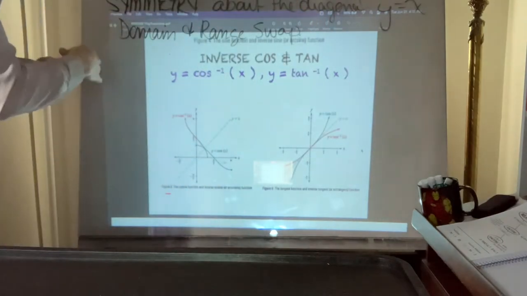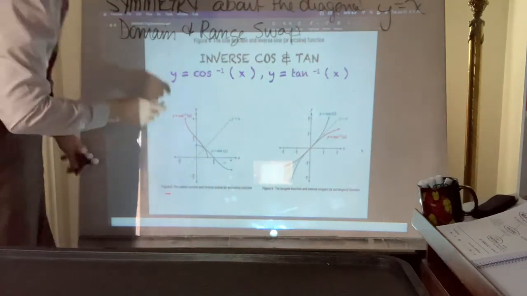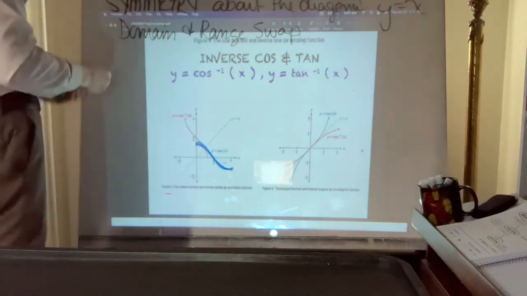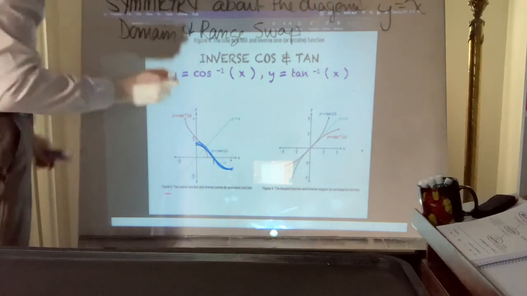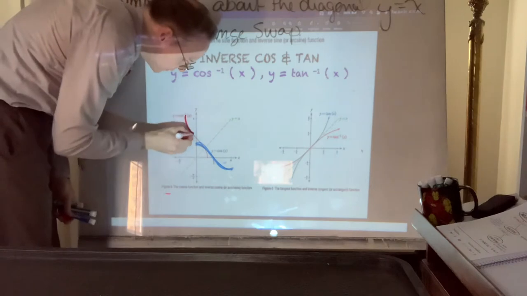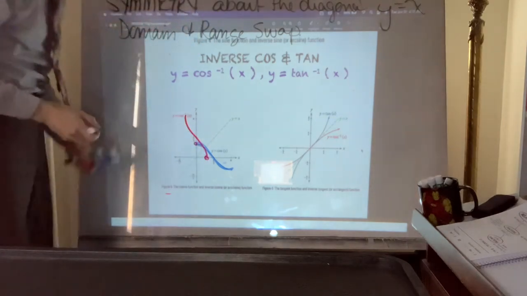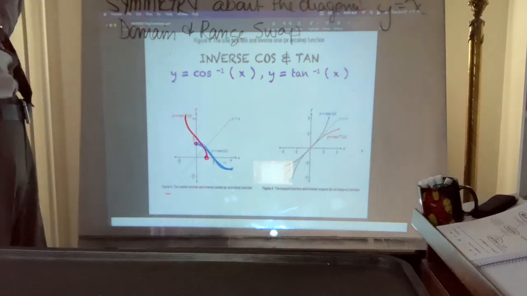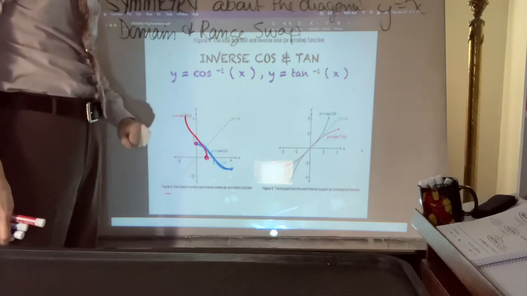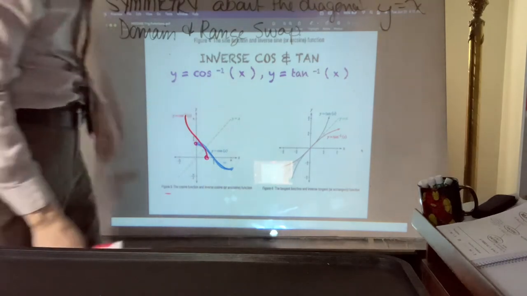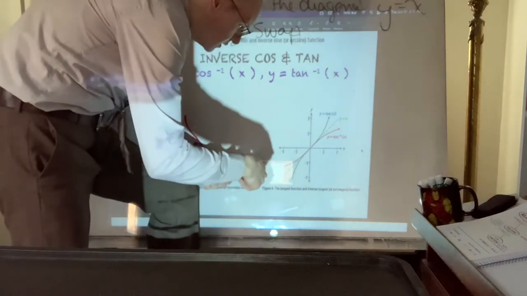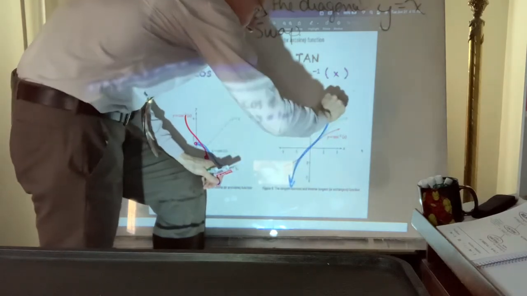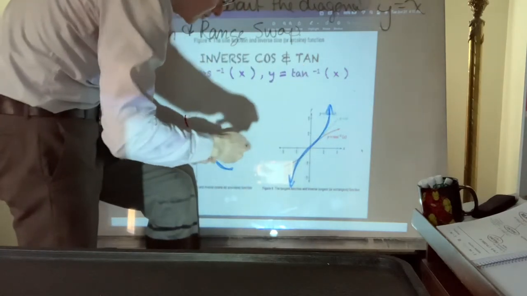Here you see the chunk of cosine that was preserved from the full wave, the normal perspective of it. And here is the actual curve of the inverse. Here again is the mirror, if you can think of it that way, the symmetry about the diagonal y equals x. Tangent: here's tangent in its normal orientation, staying alive like that, and here is the reflection of it.